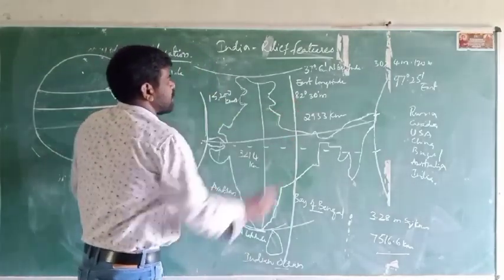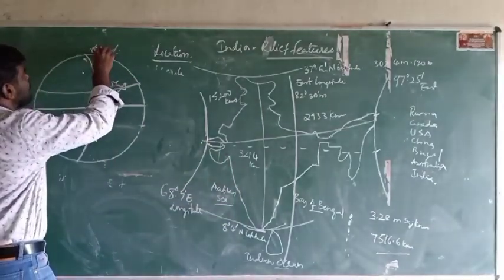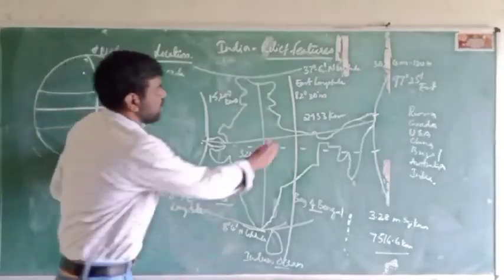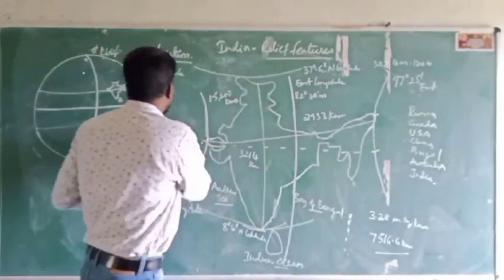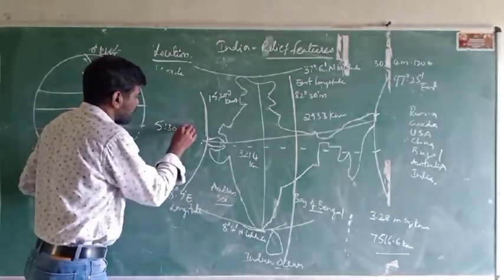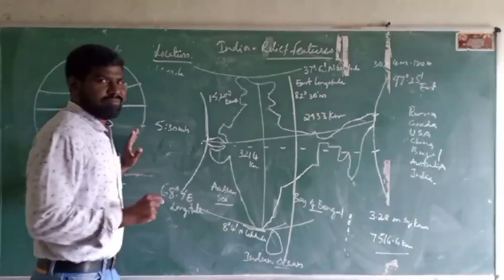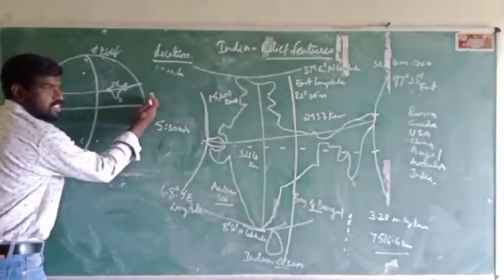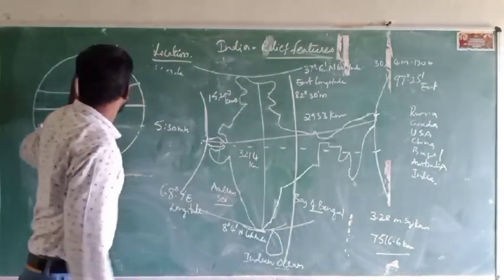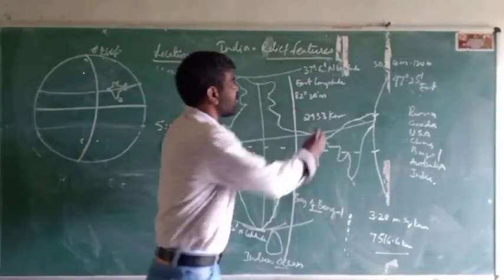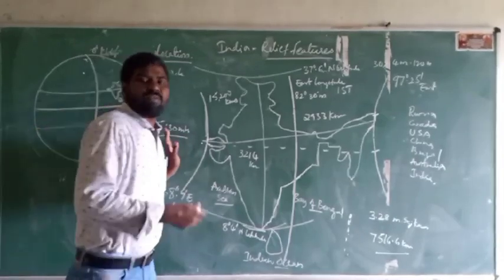The time difference between the prime meridian, that is 0 degrees longitude, and our country is 5.5 hours. It is 5 hours 30 minutes. We are ahead of the prime meridian, as we learned earlier that the easternmost places receive the sunlight first. So, what is the time difference between the Greenwich meridian and Indian Standard Time? It is 5.5 hours. We are ahead.